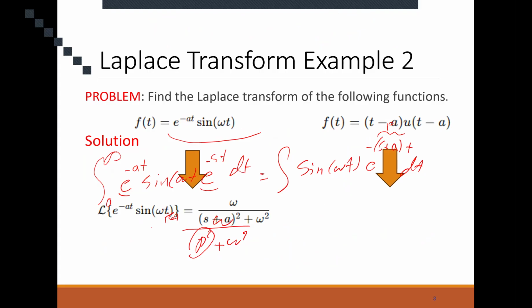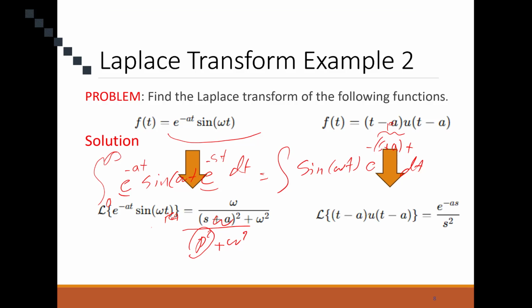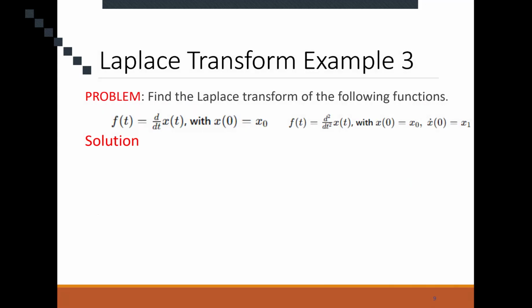Now, what if we have t minus a? So we have a shift in time. We already covered that. Okay, we can use those theorems that we said. You can also use the integral, and you would find that it is going to be e to the minus as, which was the effect of time shift, remember, over s squared. Is that clear? So this is another example. Let's move on to another example: how to run Laplace analysis over a differential equation.